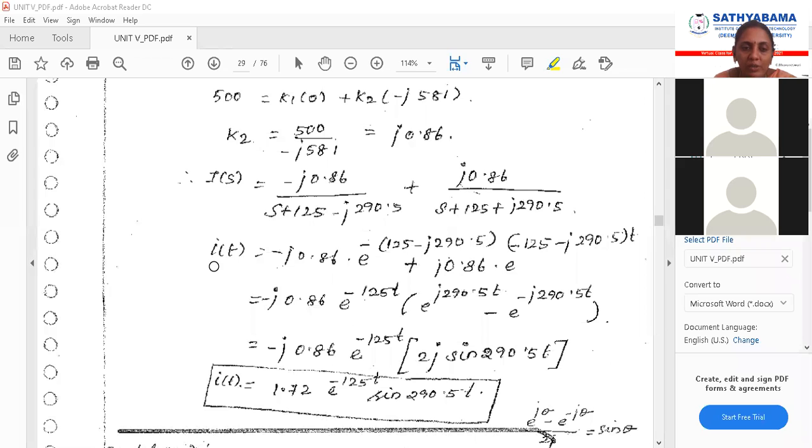Now to find out I of t value, you are going to take the inverse Laplace transform. Okay. So when I take the inverse Laplace transform, you have to rearrange the equation. Okay. Now check here, you are going to consider this full term as a. Okay. Then only you will have minus j 0.86 into e power minus at. Here a t has been left out.